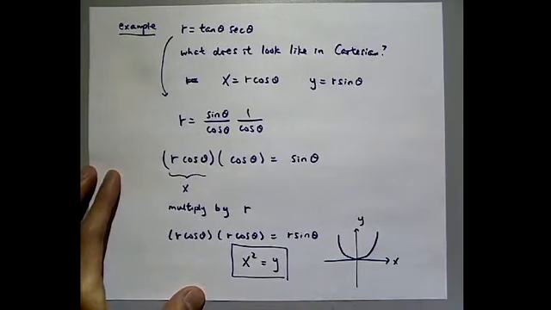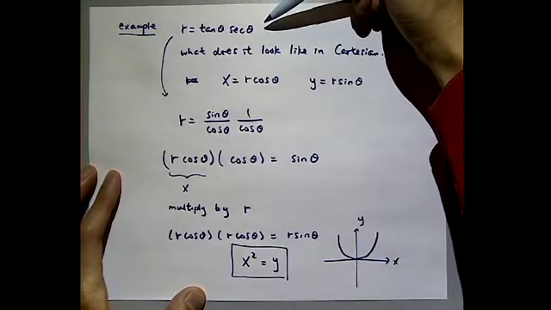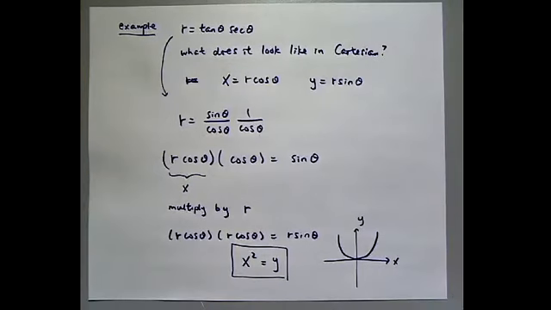So now you see an example where certain shapes in Cartesian are very simple, very easy to recognize, but their corresponding form in polar can be quite strange. Okay?